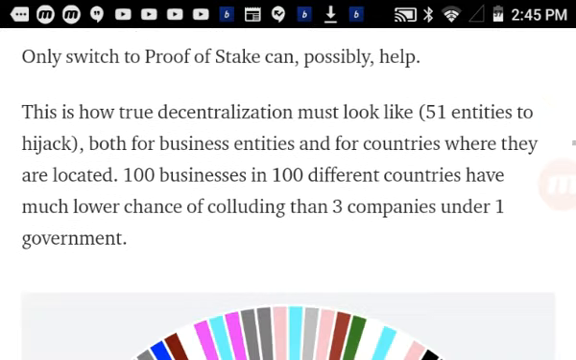This is how true decentralization must look, like 51 entities to hijack, both for business entities and for countries where they are located. 100 businesses in 100 different countries have much lower chance of colluding than 3 companies under one government. And it shows this graph of how it could work.